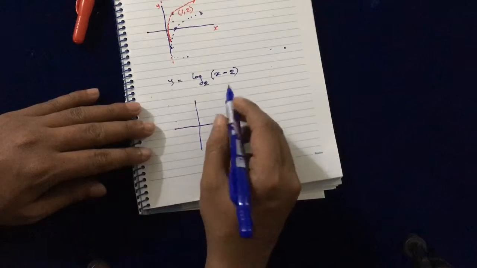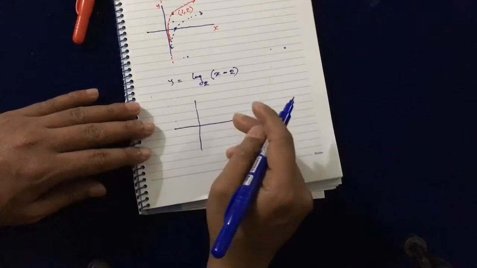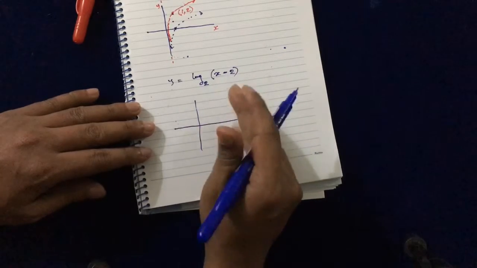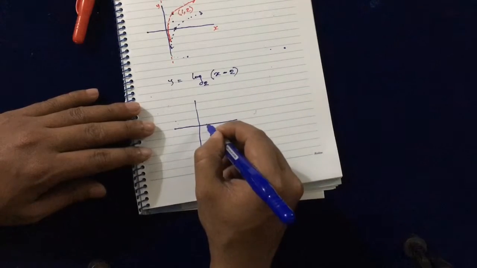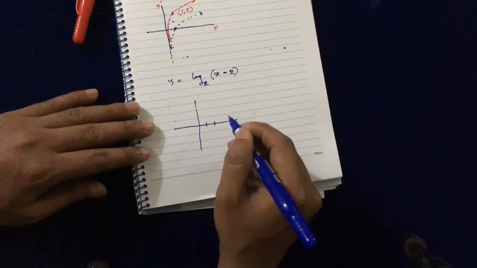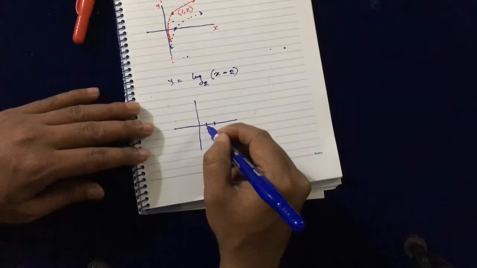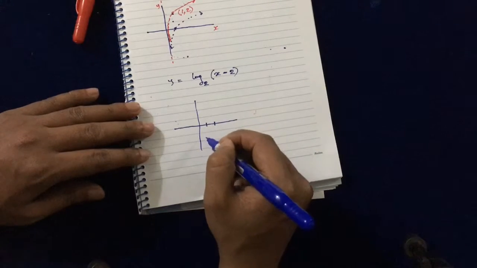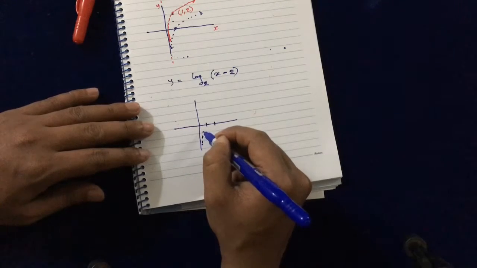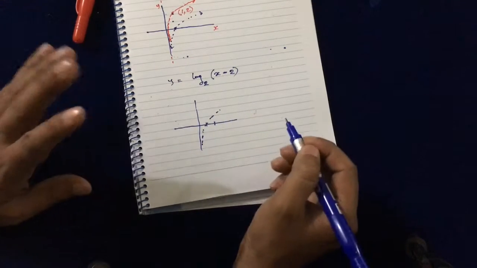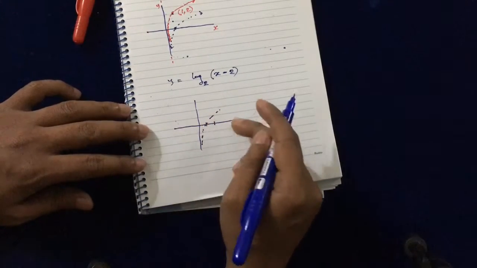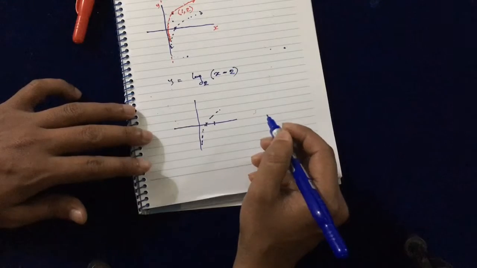When there is a minus inside the bracket, the graph will move left or right, and with a minus here the graph will actually go to the right side. This is our 1, this is our 2, and it will go 2 units to the right from its original position. I'm giving a dotted figure: the original figure was log base 2 of x. So this graph moved 2 units to the right side.